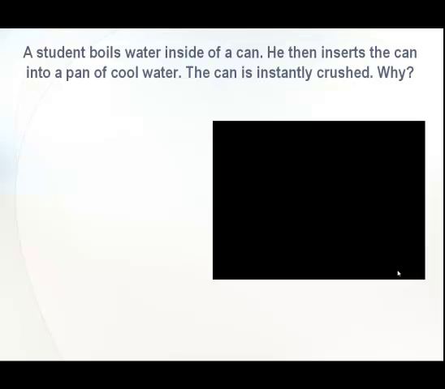So a student boils water inside of a can. He then inserts the can into a pan of cool water, and the can is instantly crushed. So what I want you to do is to explain to me why.